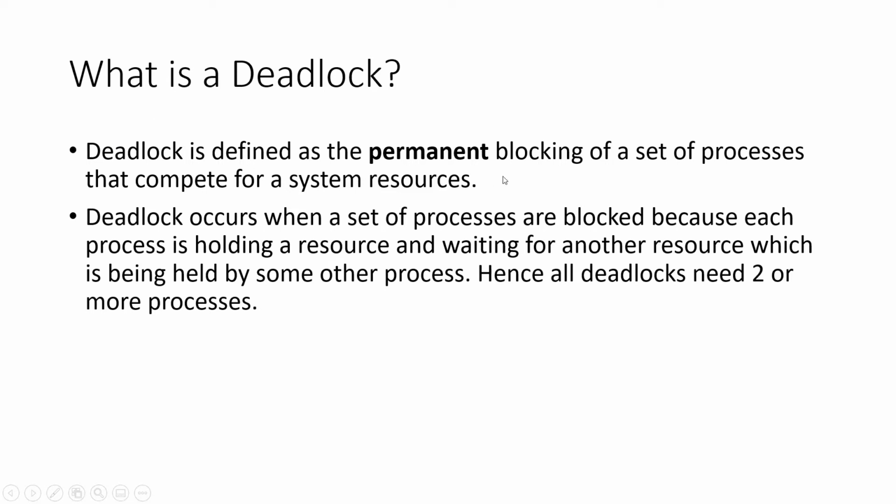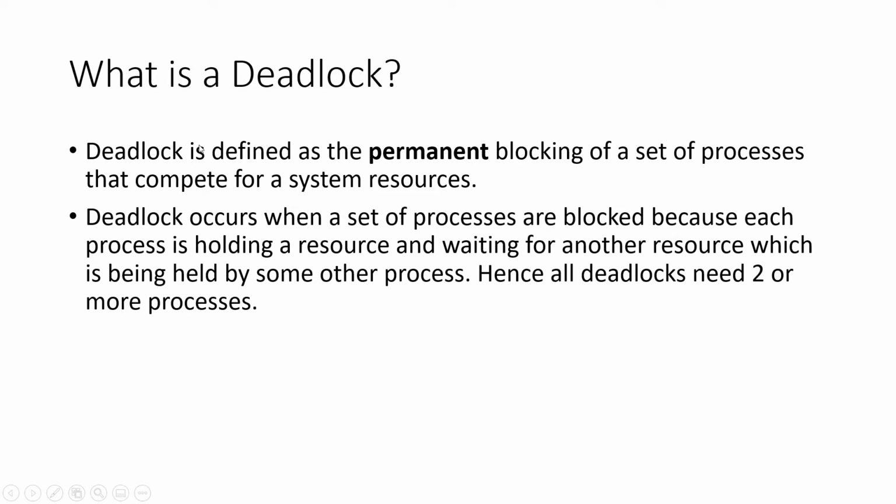Deadlock is defined as a permanent blocking of a set of processes that compete for a system's resource. Deadlock occurs when a set of processes are blocked because each process is holding a resource and waiting for another resource, which is being held by some other process. Hence, all deadlocks need two or more processes.